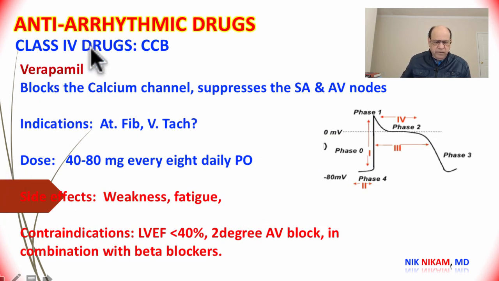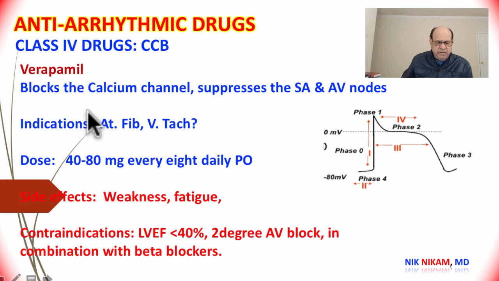Now we move on to class 4 antiarrhythmics. The drugs in this category belong to the calcium channel blocker group. The most commonly used drugs are verapamil and Cardizem, and this works on phase 2, which is basically the calcium channel, and as its name indicates, it blocks the calcium channel. This is the calcium channel blocker, and they have a predominant effect on the sinus node and the AV node. Hence, they are quite useful in controlling rates in patients with atrial fibrillation, and it also helps in ventricular tachycardia.